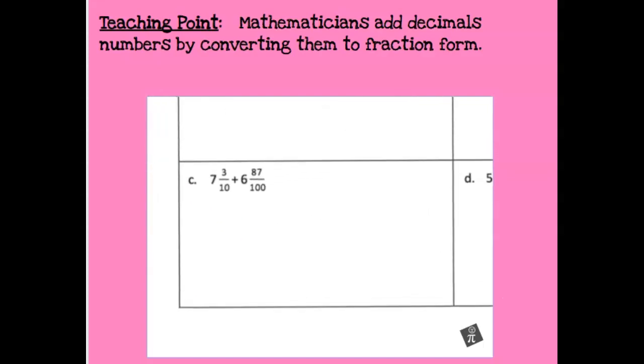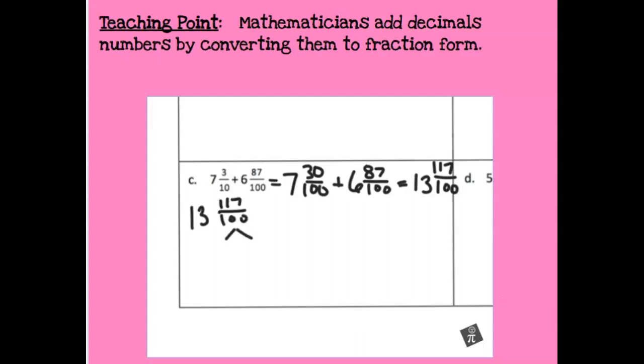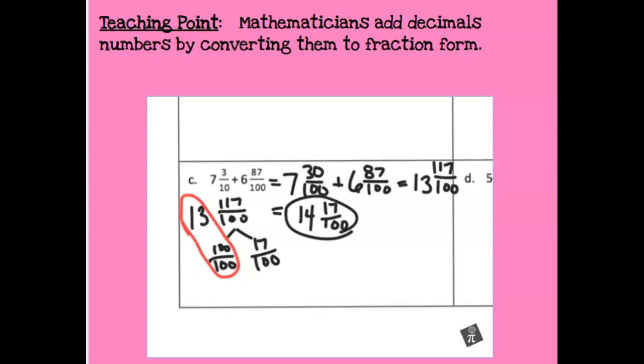So let's zoom in on C because that seems to be one of the harder ones. So we know that we need to get our fractions into hundredths, so that ends up becoming 7 and 30 hundredths plus 6 and 87 hundredths. That ends up being 13 and 117 hundredths. Now, we know that we need to take that 117 hundredths, and we know that, oh, well, that could be 100 hundredths plus an extra 17 hundredths. So 13 plus 1 more, that gives us 14 and 17 hundredths. Now that's our answer as a fraction.